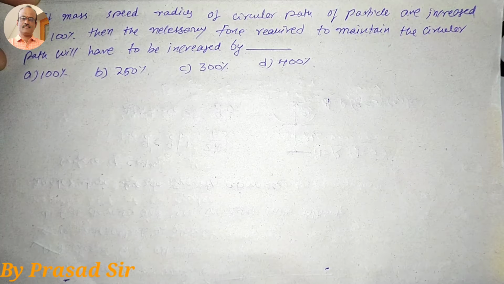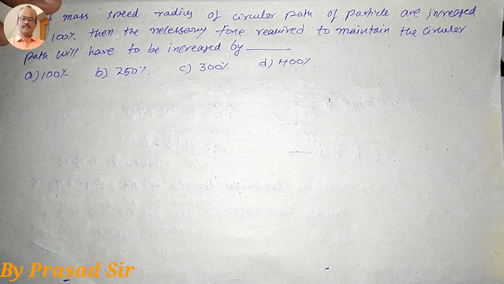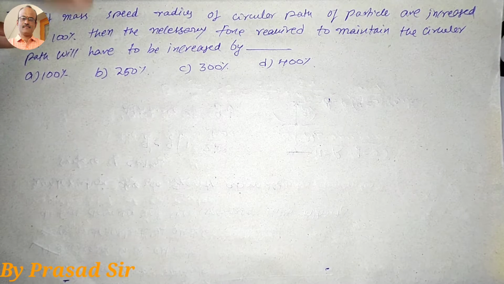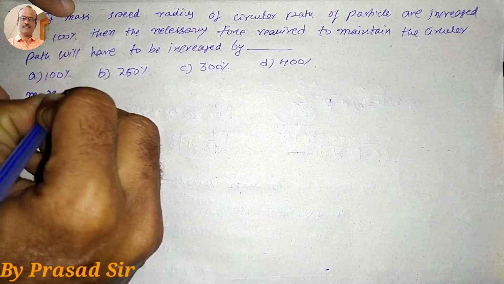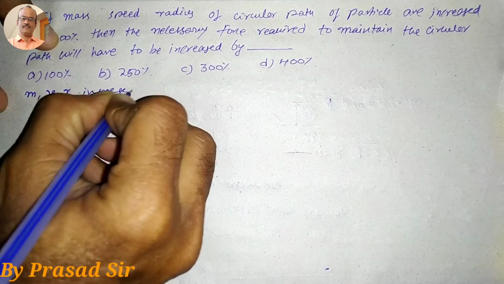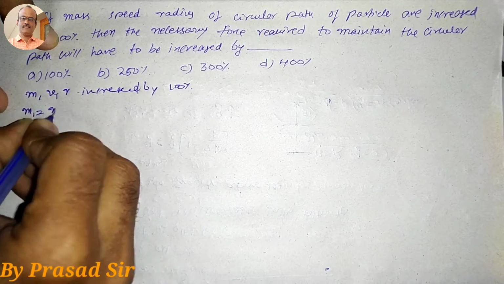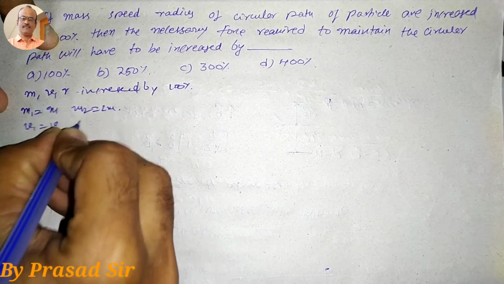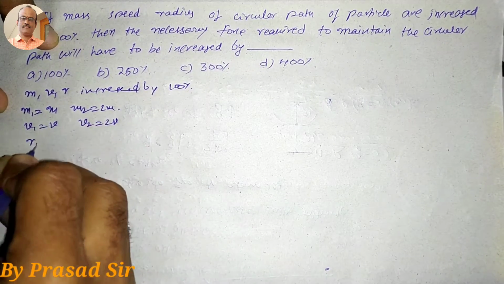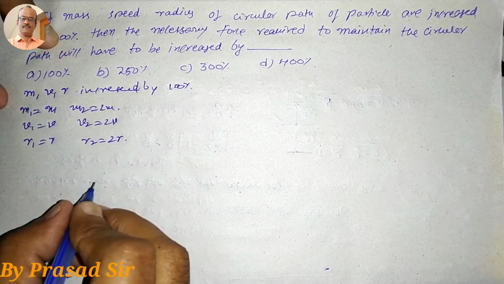Now the question number 34. If mass, speed, and radius of the circular path of a particle are increased by 100%, then the necessary force required to maintain the circular path will have to be increased by how much? Mass, speed and radius are increased by 100%. So m1 is equal to m, m2 is equal to 2m, v1 is equal to v, v2 is equal to 2v, r1 is equal to r and r2 is equal to 2r. So that means 100% increase is nothing but double.